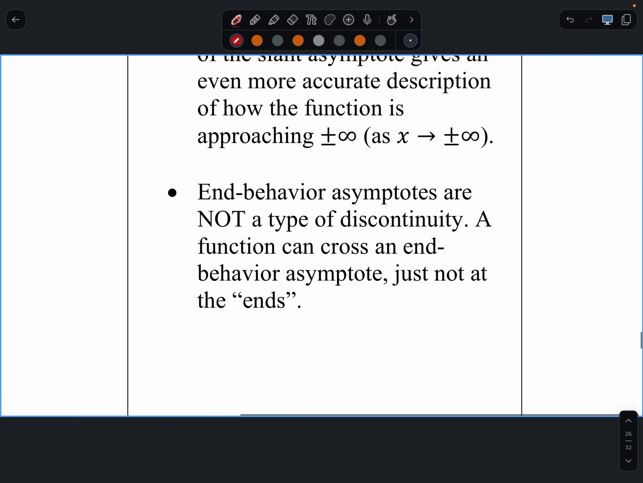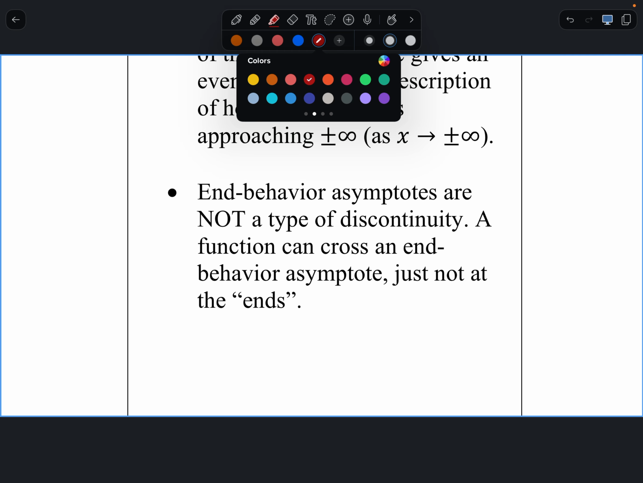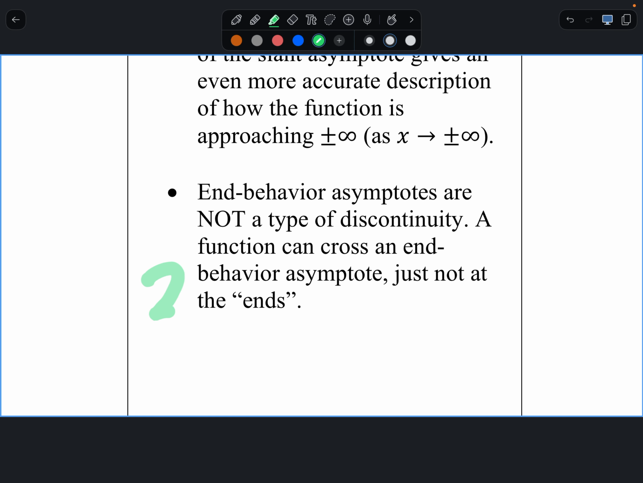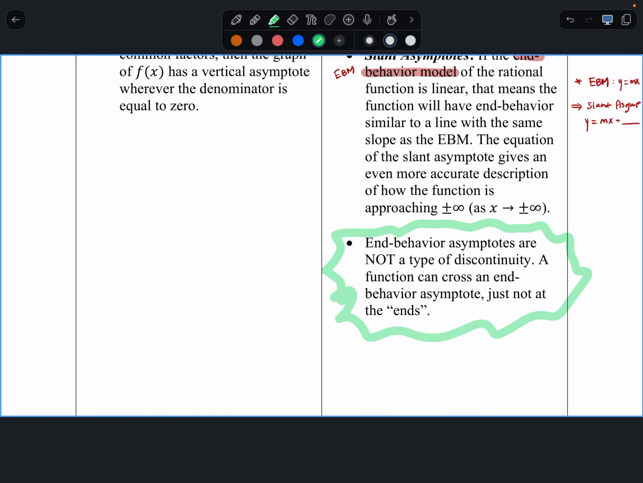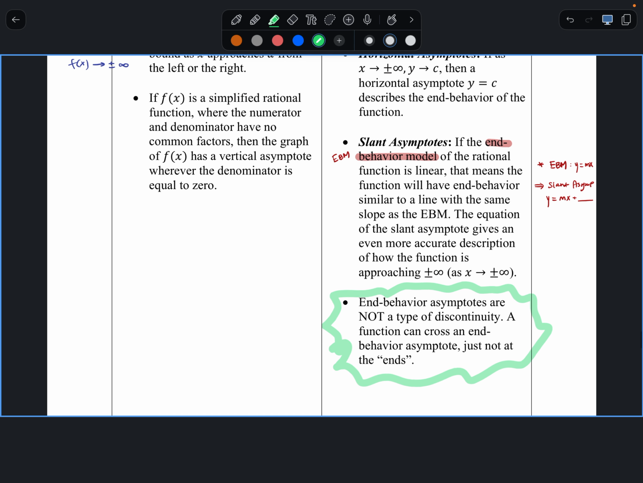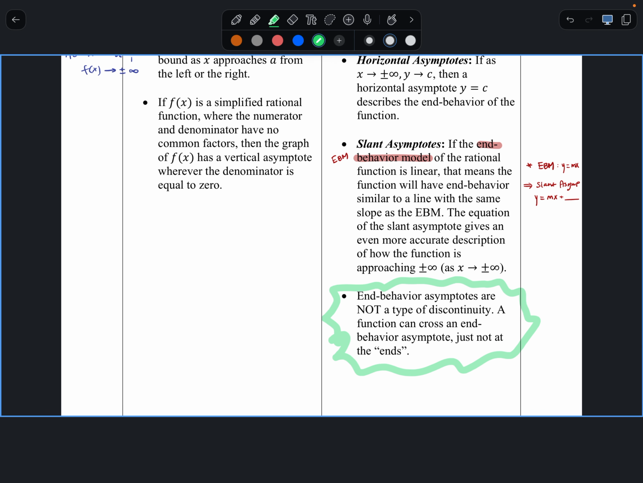And then this is an important note that students always mix up. End behavior is not a type of discontinuity. A function can cross an end behavior asymptote infinitely many times. It's just not at the ends, not as x is getting closer. Actually, there are even some functions, not necessarily rational, that have end behavior asymptotes that just keep crossing infinitely many times. Vertical asymptotes are a type of discontinuity. End behavior asymptotes are not.